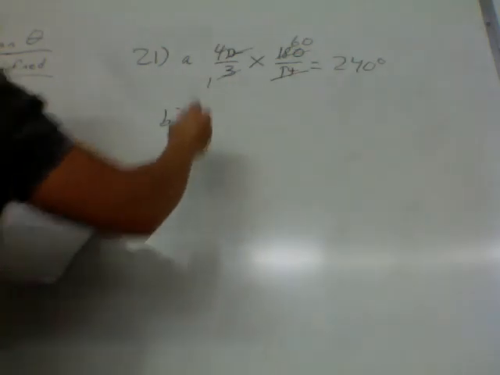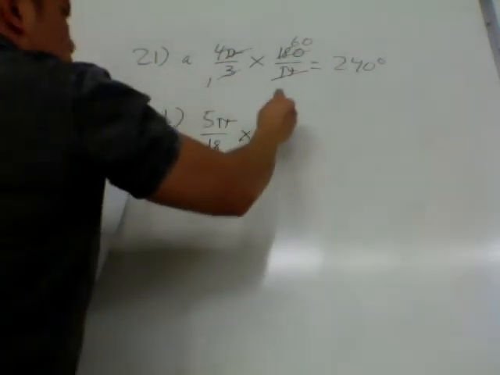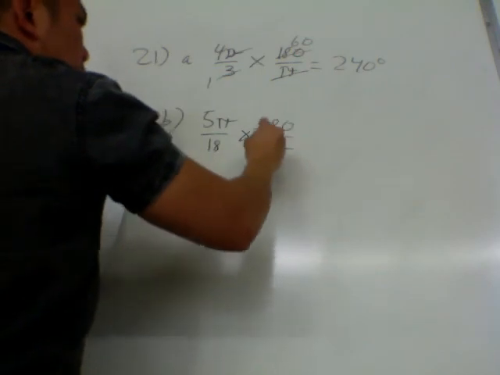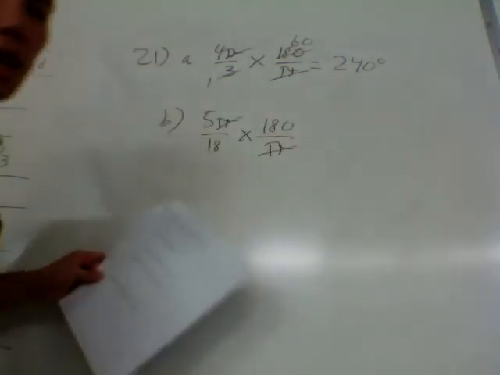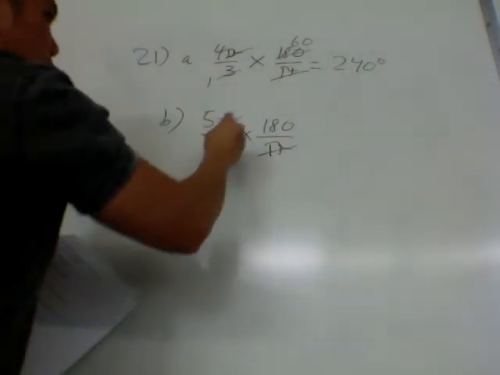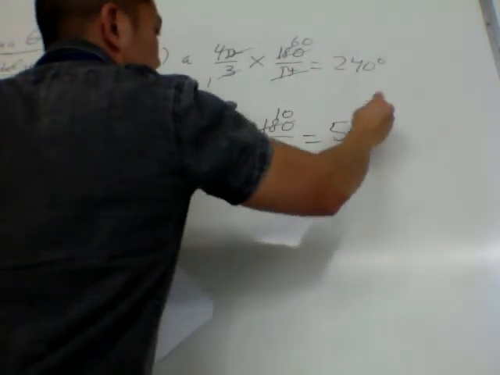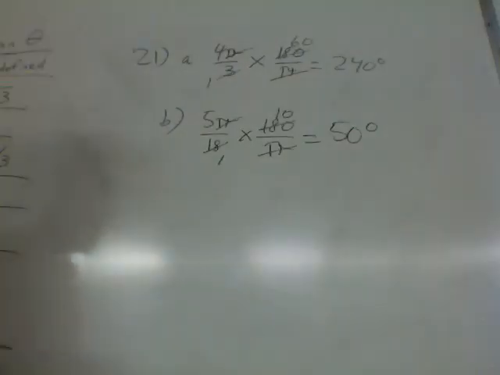For letter B, I have 5 pi over 18. I multiply this by 180 over pi. The pi's cancel. And then I know that 18 goes into 180 10 times. And 10 times 5 is 50. So the answer is 50 degrees.